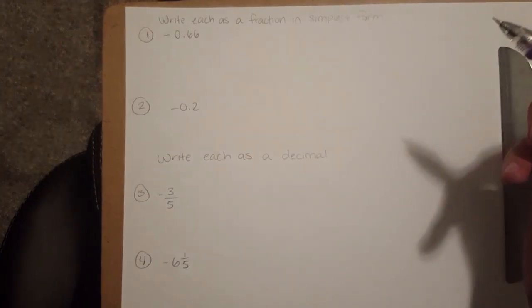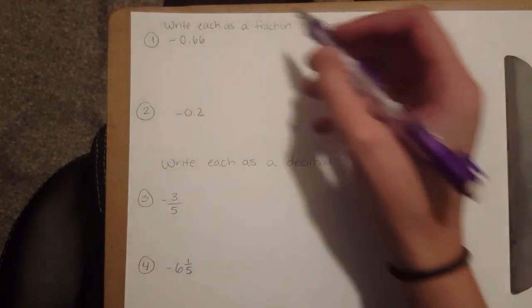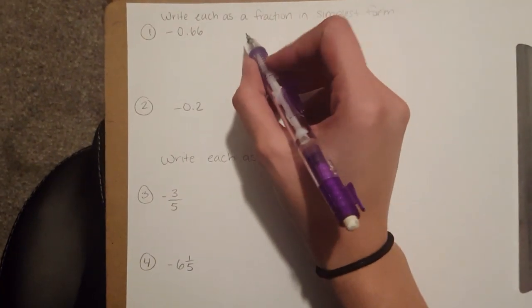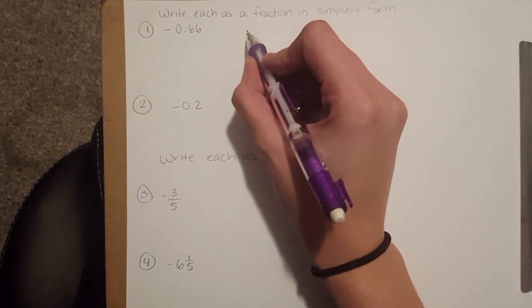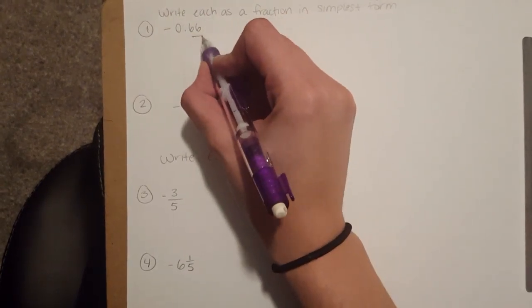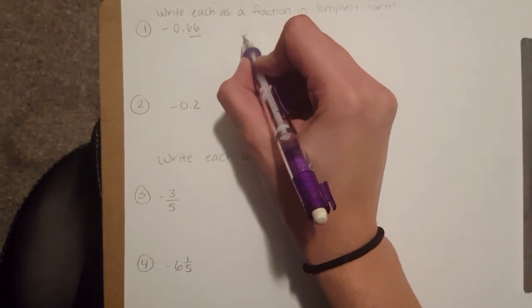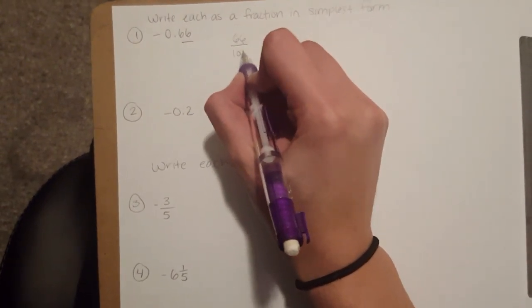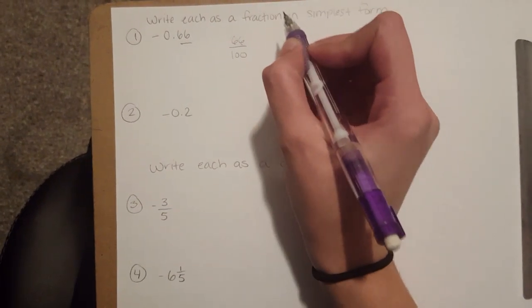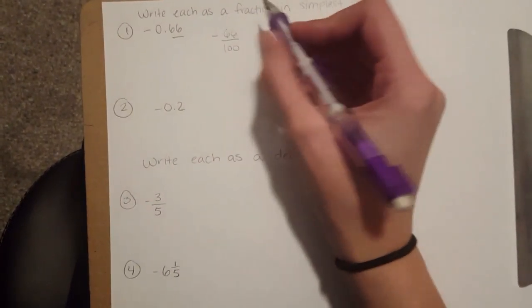So pause the video right now. Okay, so hopefully you tried these problems out already. So I'm going to start explaining how to do them. So the first one here, it's 66, okay? So it's 66 hundredths. So I'm going to write it out of 100, okay? Keep your negative with it.